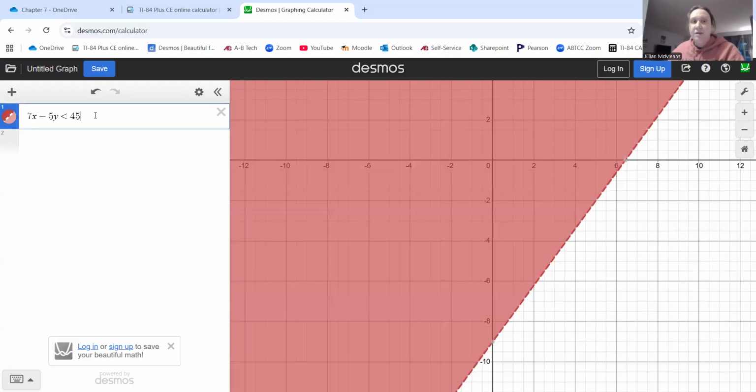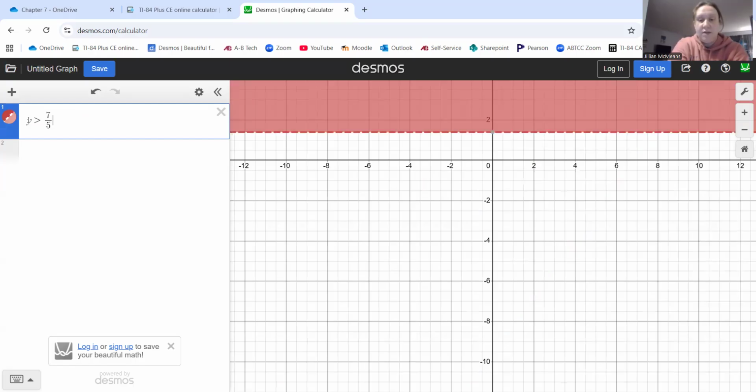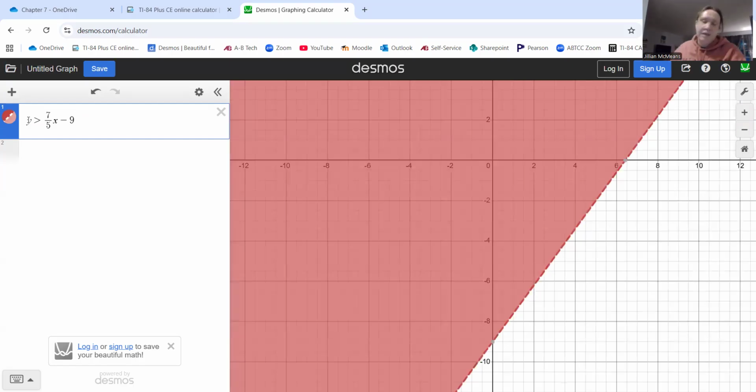Now let's say just for fun that you wanted to verify that you had solved your inequality correctly. Remember, we solved it for y initially, and we got y is greater than 7/5 x minus 9. It's exactly the same line. So we solved our inequality correctly. So you can use Desmos really quickly. Notice our y-intercept, our slope, the dotted line, the shading above, it all verifies what we did by hand.